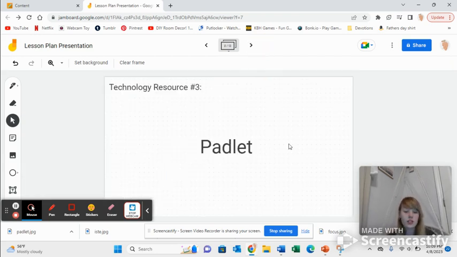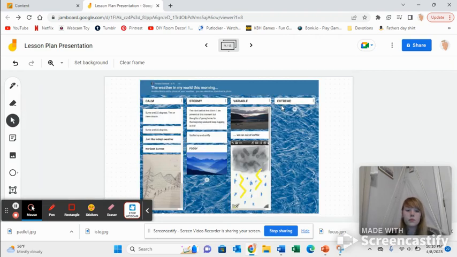The third resource that I would be using is Padlet, and this is just a good discussion resource. This is just an example. It's not specifically about the weathering and erosion, but this is just kind of what a Padlet looks like, and you can make it your own.